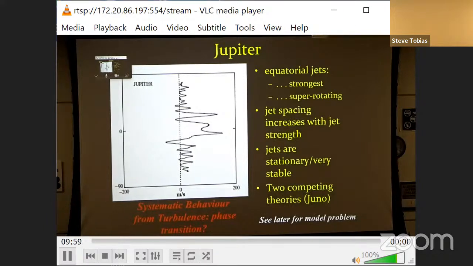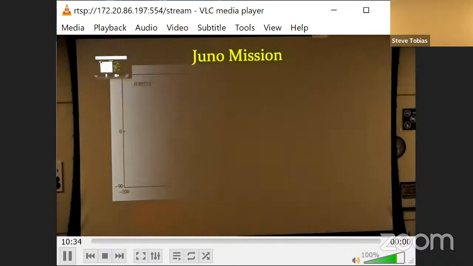Okay, so there are two competing theories for whether these jets are driven deep within the planet or driven at the surface. And the Juno space mission, one of the tasks is to try and work out whether these are deep jets or shallow phenomena. I think it's fair to say that most people now think that they're kind of deep, but that may not be true for the jets towards the poles. Okay, I'll just say a quick word about Juno because it's a spectacular mission.